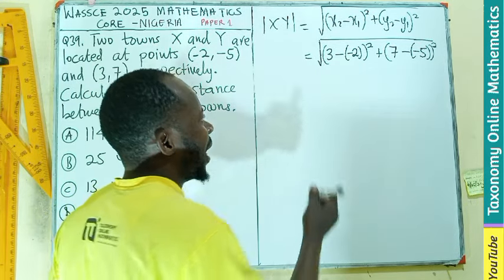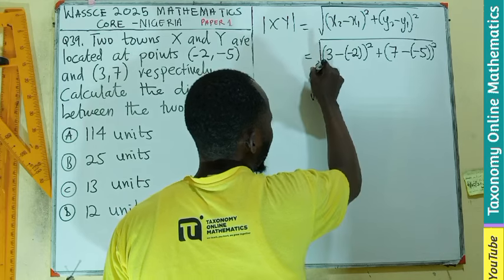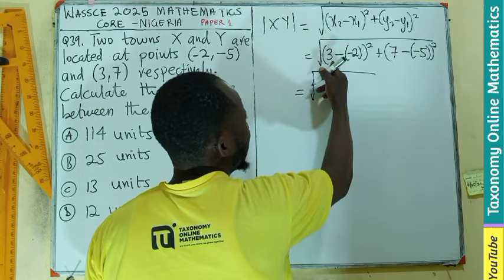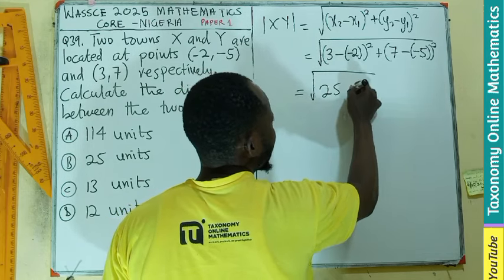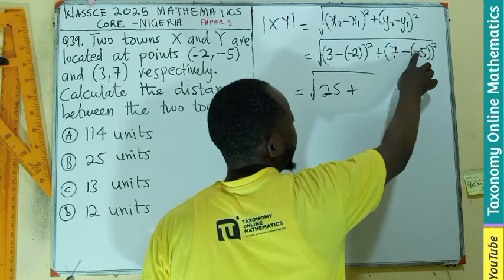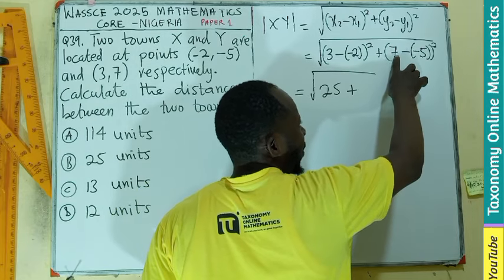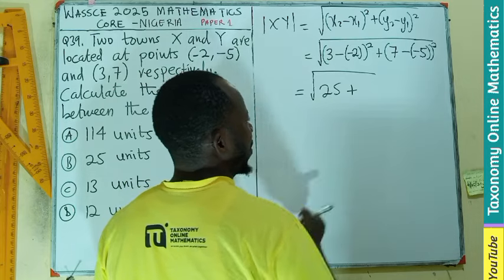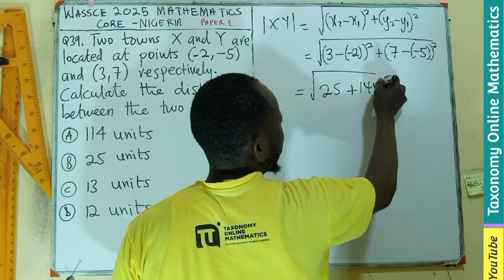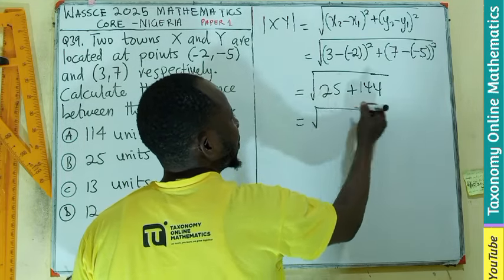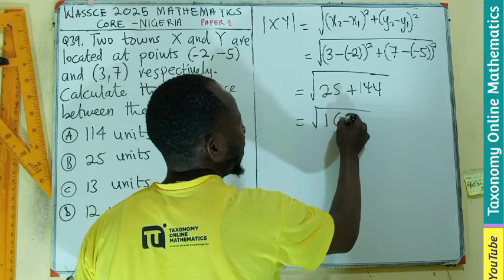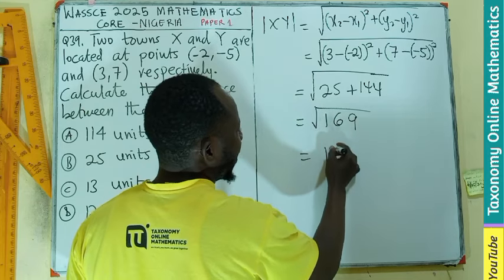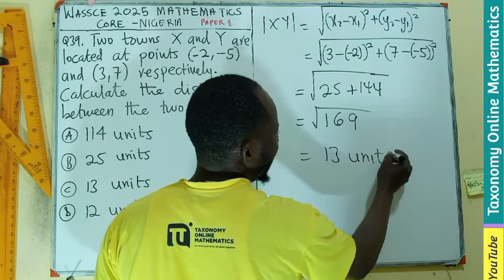-2 becomes +5. So I have the root of +5 squared, 25. This is going to be positive, so I have 7 plus 5, which is 12. 12 squared is 144. If you add this, 169. And that will give you 13 units.